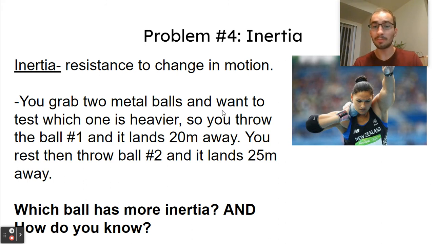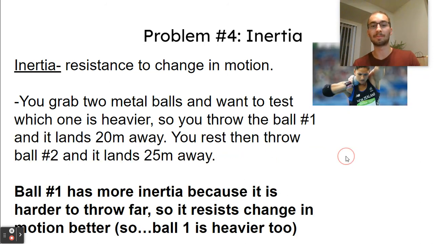Okay, hopefully you remember inertia is resistance to change in motion. So whichever ball is resisting more is going to have more inertia and will be heavier. So knowing that, ball number 1 has more inertia because it's harder to throw far. You couldn't throw ball number 1 as far, so it's better at resisting change and it's heavier. Therefore, it has more inertia. Cool. That's the last thing.